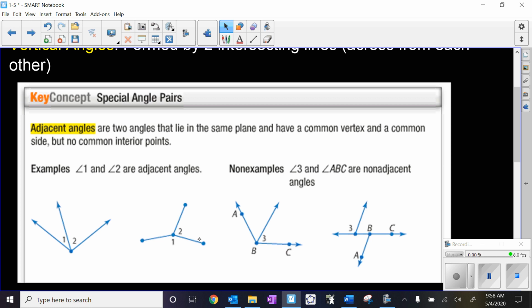Some non-examples that they give, be a little careful with this first one. They're talking about angle 3 and then angle ABC. Those are not adjacent angles. Angle 3 is located inside of angle ABC. Another one that they have is angle 3 and angle ABC. Notice how those don't share a side and they don't share a vertex either. So those are not adjacent.